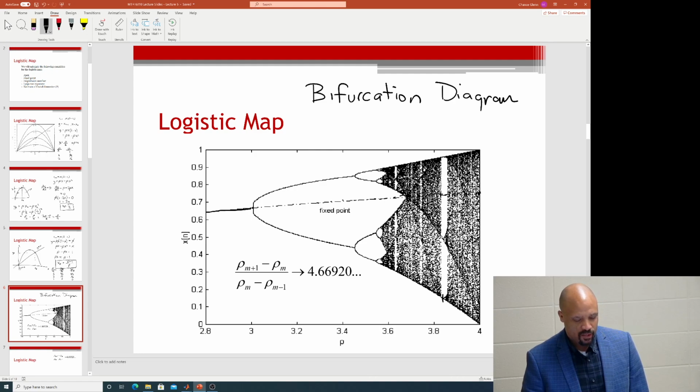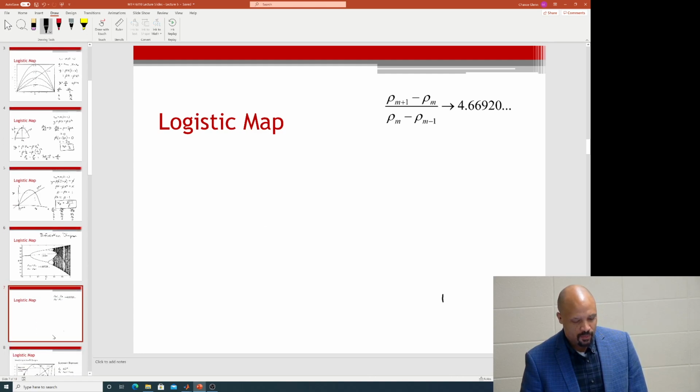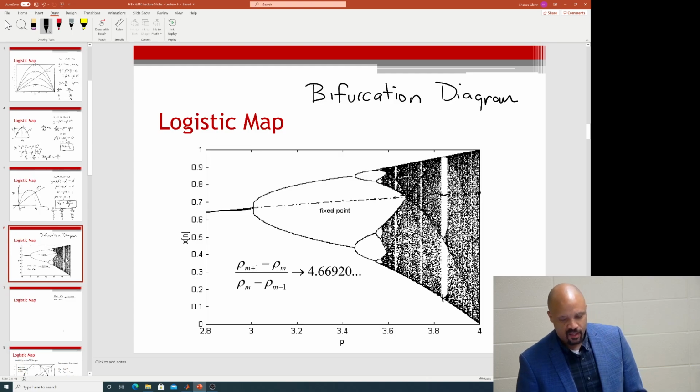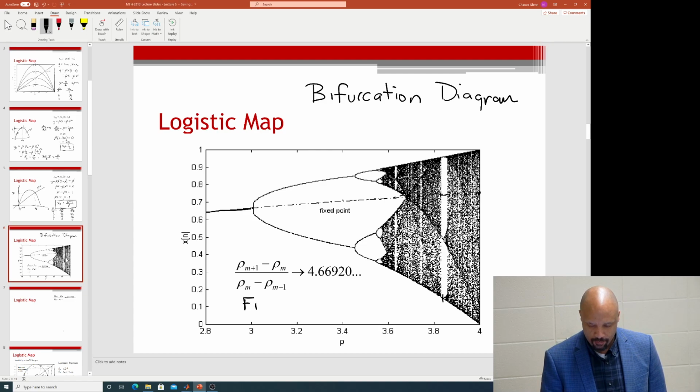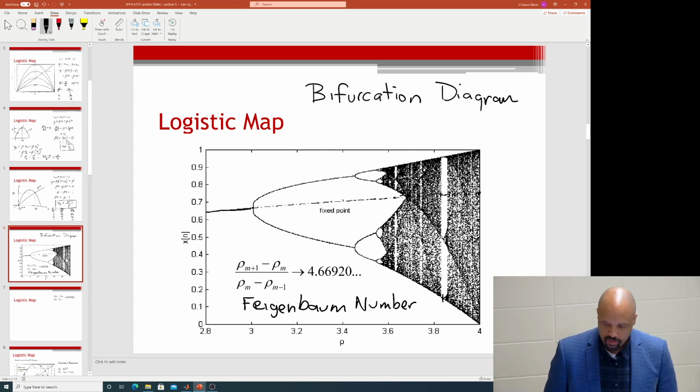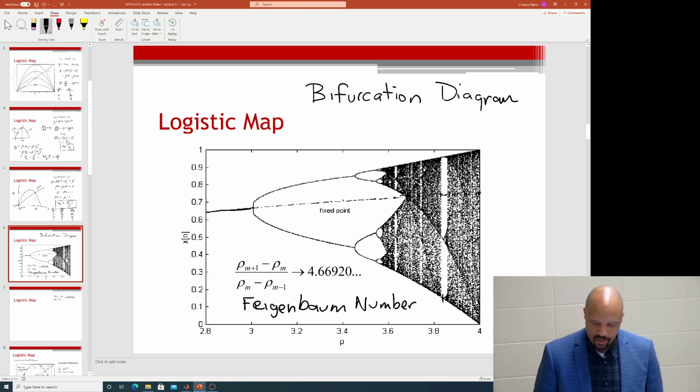Now, what we also wanted to do was to begin to estimate where this Feigenbaum number is. And so this is the way you calculate the Feigenbaum number. Now, what you see here is you need 3 values on the bifurcation diagram.